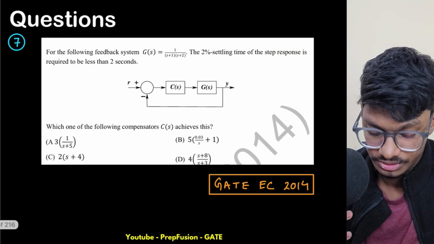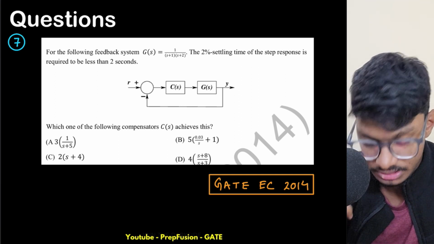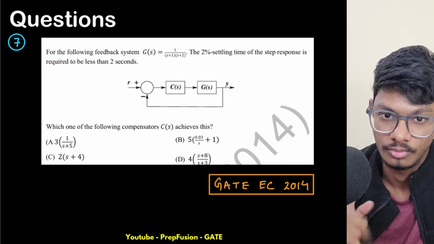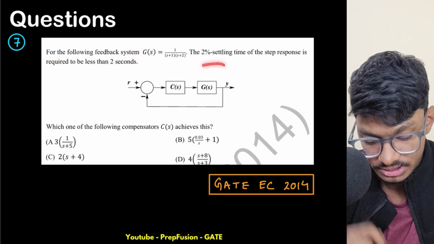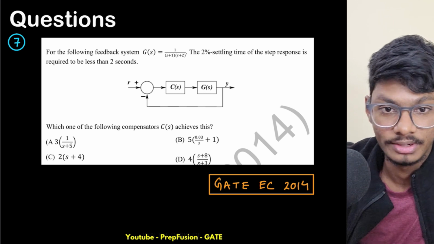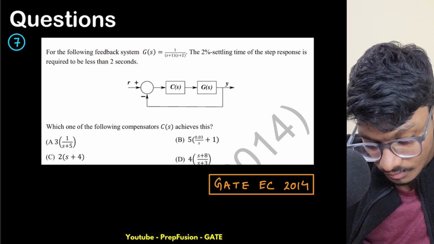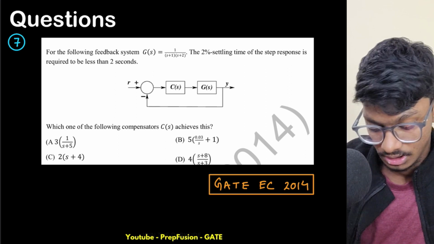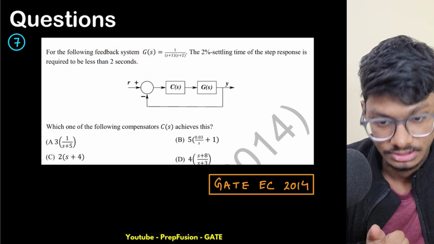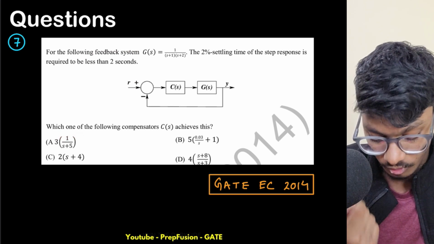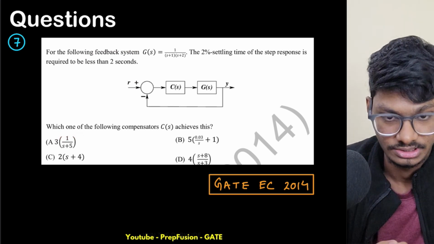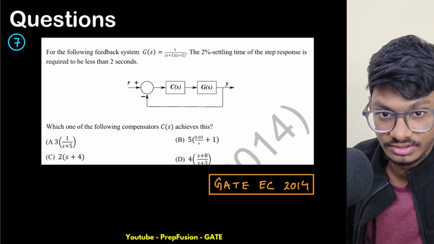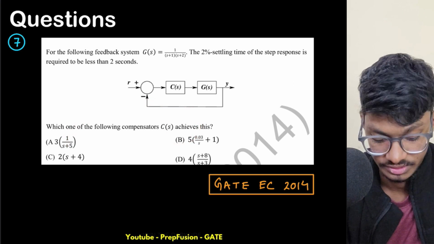So this is the next question. In this question, what they are asking is, for the following feedback system, g of s is given. Okay, it is 1 upon s plus 1 into s plus 2. The 2% settling time of the step response is required to be less than 2 seconds. So that is one important thing they have told us. Now which one of the following compensators c of s achieves this? So out of all these 4, which one of the c of s will achieve this?